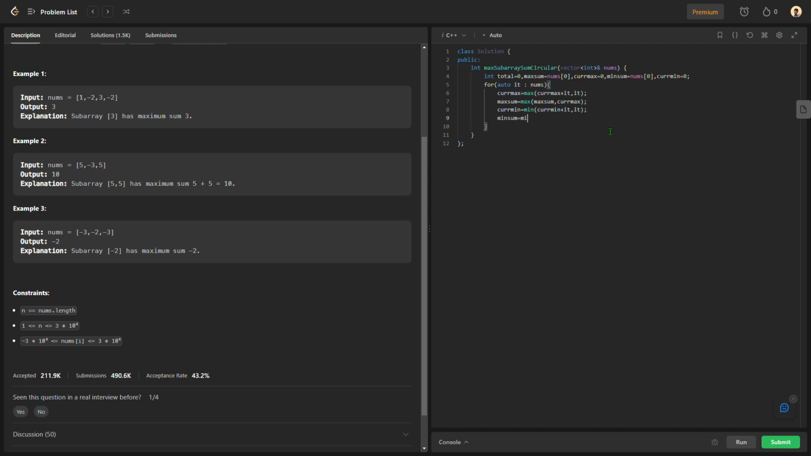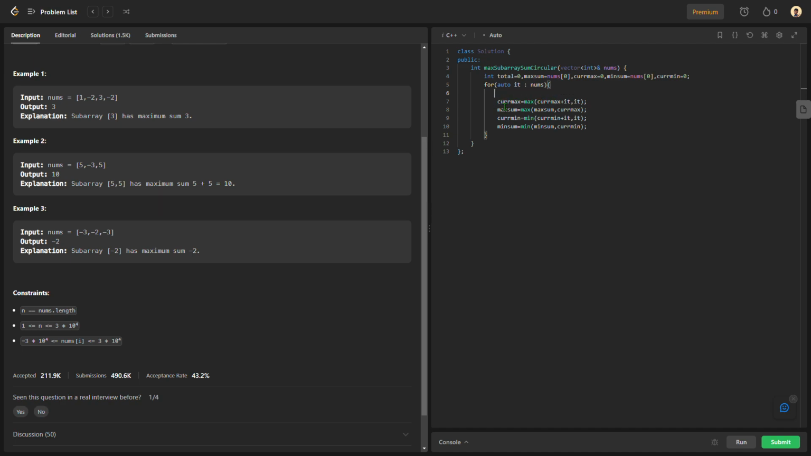Minsum is equal to the minimum of minsum, comma, current min. Whenever I encounter an I which has its value less than my current min plus IT, I would say that this IT is the new starting point of my minimum sum subarray linearly. Whatever we are doing here is all a linear fashion search. We have not yet gone in a circular way.